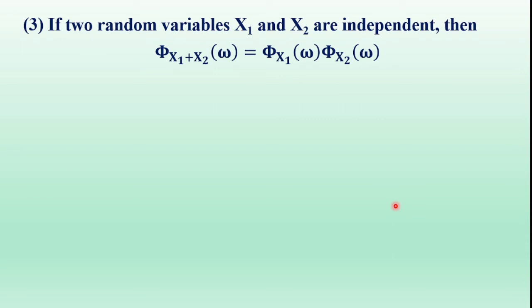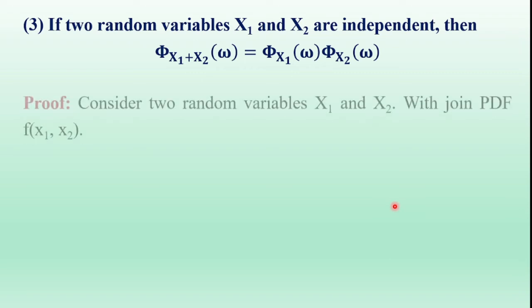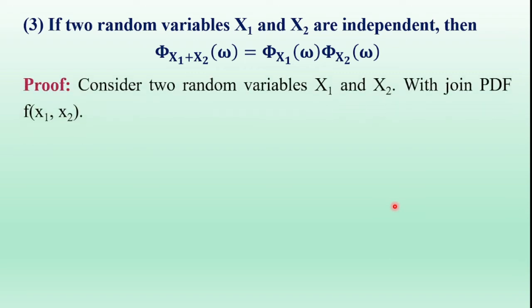The next property is: if two random variables x1 and x2 are independent, then Φ_(x1+x2)(ω) is equal to the product of their individual characteristic functions. So now coming to the proof. Consider two random variables x1 and x2 with joint probability density function f(x1, x2), or f_x1x2(x1, x2).